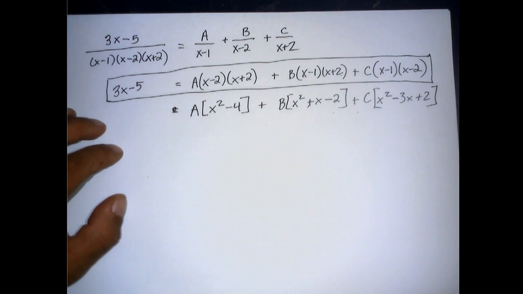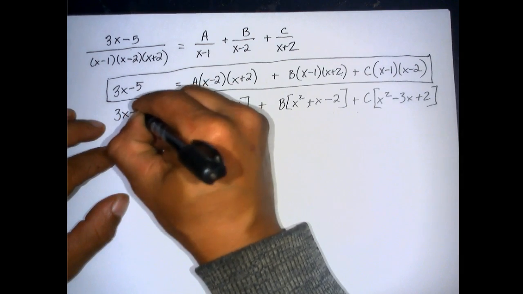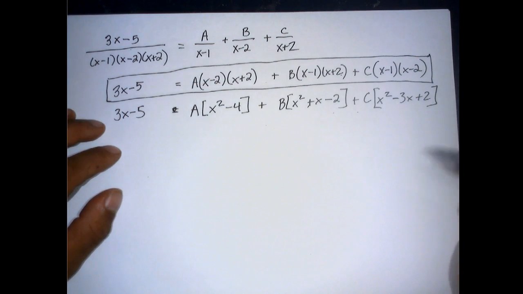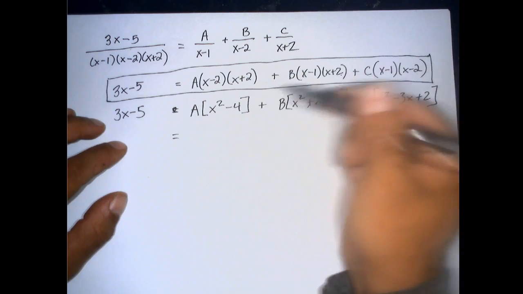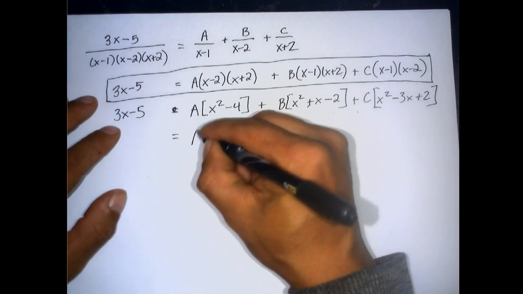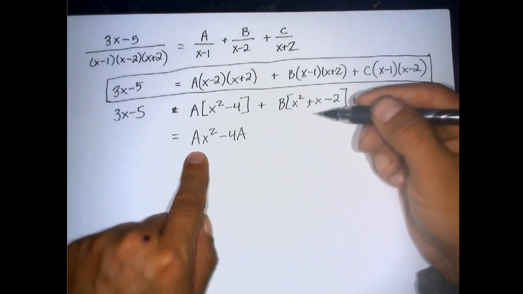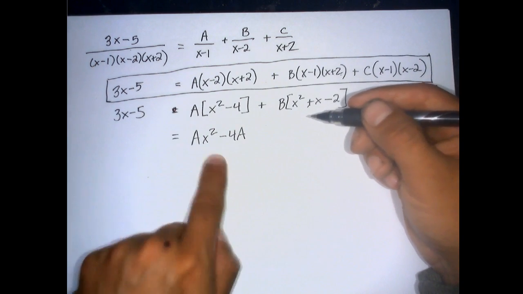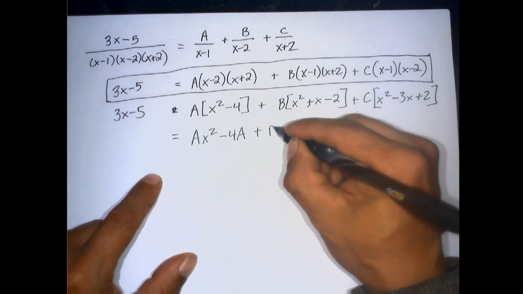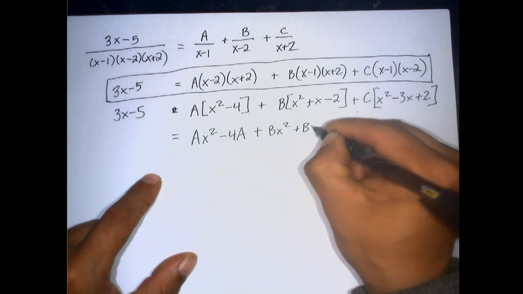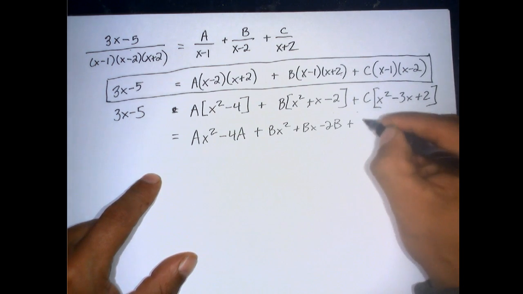If you need help foiling, I guess we can do another video on foiling, but if you're this far and you haven't done foiling, then I don't know how to help. But okay. A distributed over there looks like this, and then we'll distribute the B, and then we'll distribute the C.